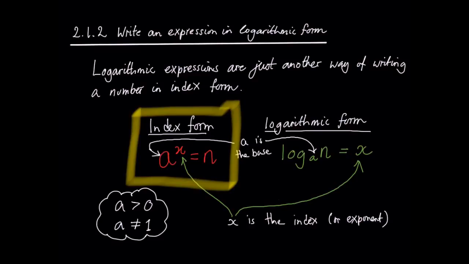So of course we can't have a logarithm of 0 or any number which is less than 0. So n has got to be greater than 0 in both of these cases. That guarantees that the index form and the logarithmic form are fully interchangeable. Okay, let's have a look at some examples of that.